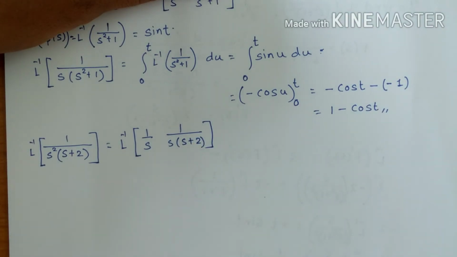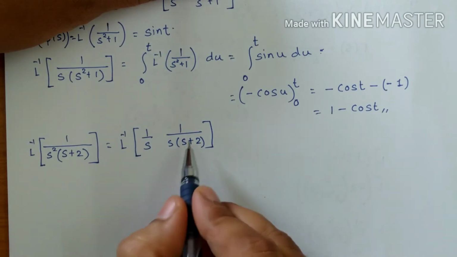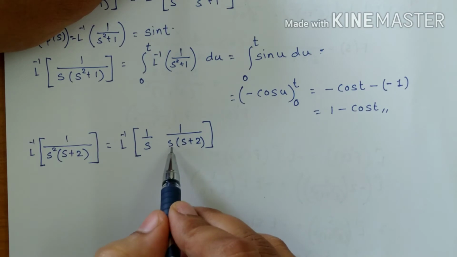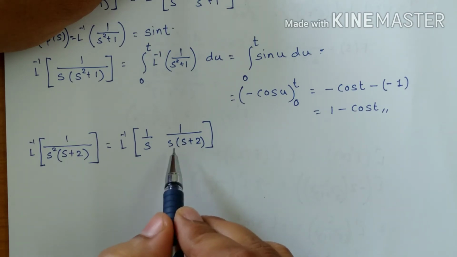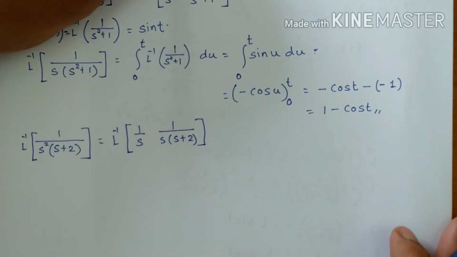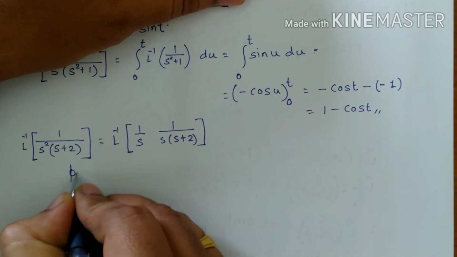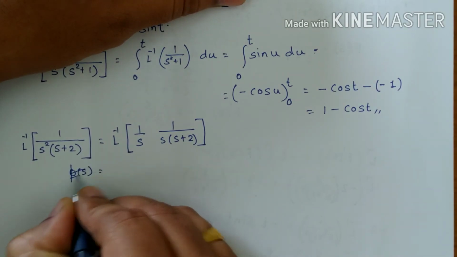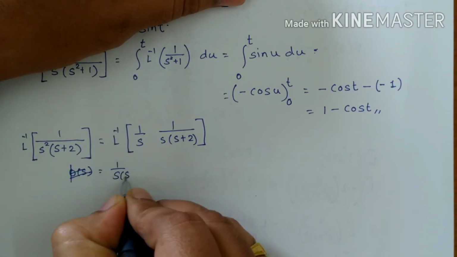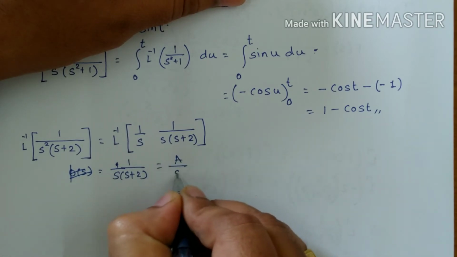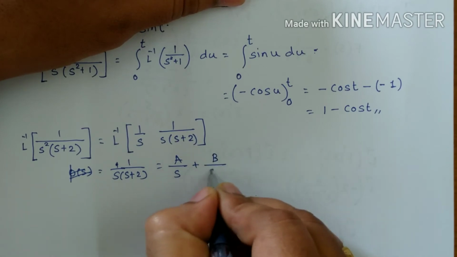Is this okay? Now this is my phi of s, but here in phi of s there are two linear terms in the denominator, so I need to go for partial fraction of the phi of s and then we can calculate its inverse. So phi of s is equal to, I'll call this 1 upon s into s plus 2, is equal to a upon s plus b upon s plus 2.